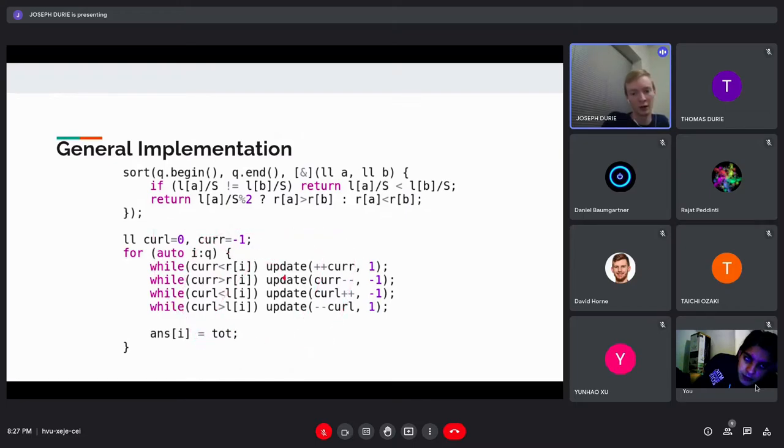The only differences are we're using our update function here, where update with one means you're adding that value, and update with negative one means you're removing that value. And we're also storing the final answer in the total variable here. But very similar to what we had for mode. So as we go forward into the problems, we're going to basically assume that we have this code written out, and all we have to worry about is how to do updates, because this part of the code is going to be the same for basically every Mo's problem you do.